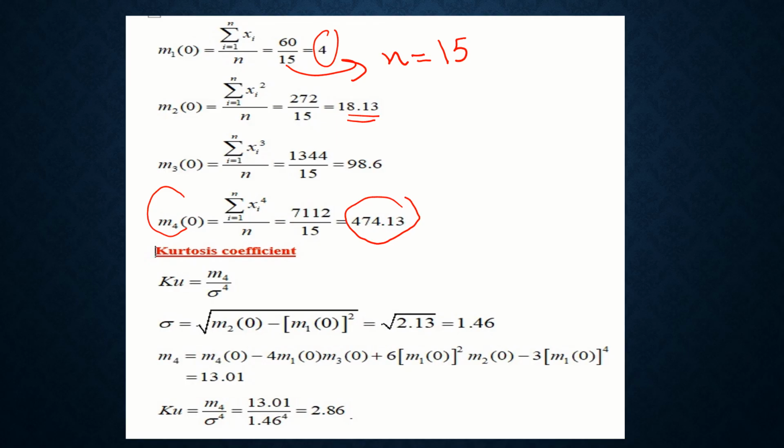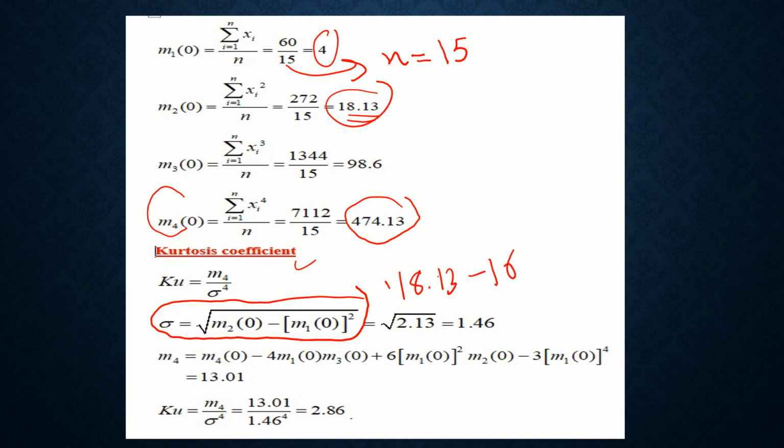Then we can find the kurtosis coefficient as Ku equals M4, the fourth moment about mean, divided by standard deviation to the power 4. The rule of the standard deviation equals the square root of M2 about 0 minus M1 about 0 power 2. That is the square root of 18.13 minus 4 power 2, which is 16. The square root of the difference between them is the square root of 2.13, that's equal to 1.46.